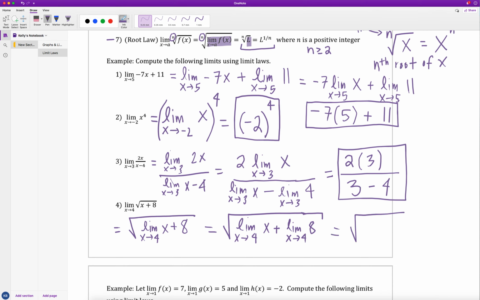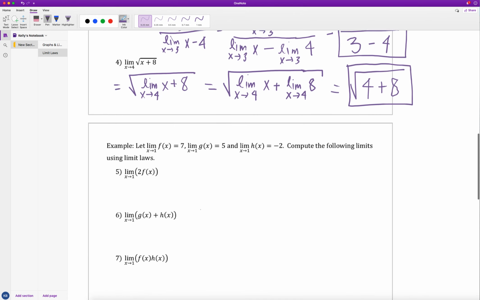I can now take the limit as x approaches 4 of x. That's going to be equal to 4. And then the limit as x approaches 4 of 8, again, since that is a scalar, is just going to be equal to 8. Now, if I wanted to, I could go ahead and add the 4 plus 8 and simplify the square root as much as I can, but there's really no need to now that I have a numeric answer.